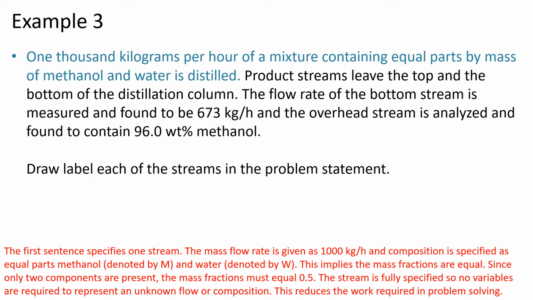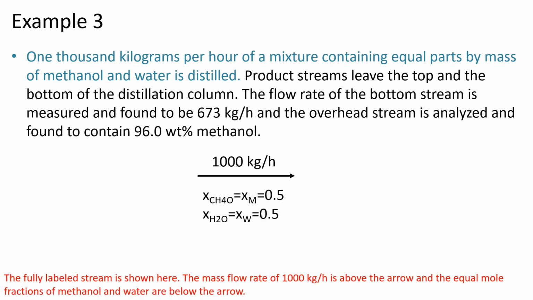Since only 2 components are present, the mass fractions must equal 0.5. The stream is fully specified, so no variables are required to represent an unknown flow or composition. This reduces the work required in problem solving. The fully labeled stream is shown here. The mass flow rate of 1,000 kilograms per hour is above the arrow, and the equal mole fractions of methanol and water are below the arrow.